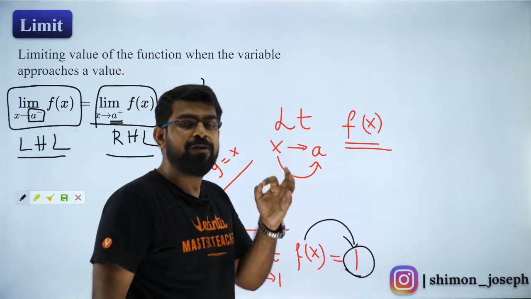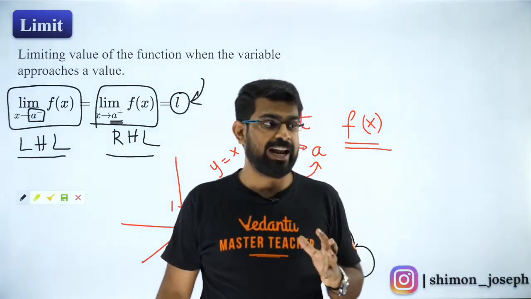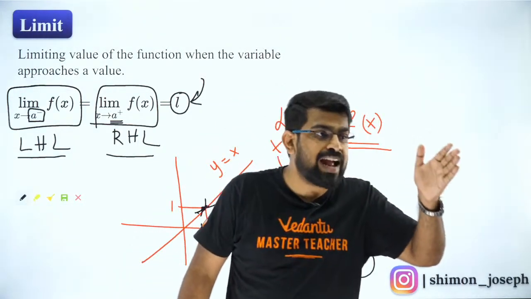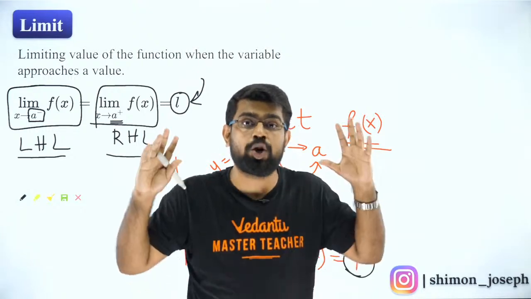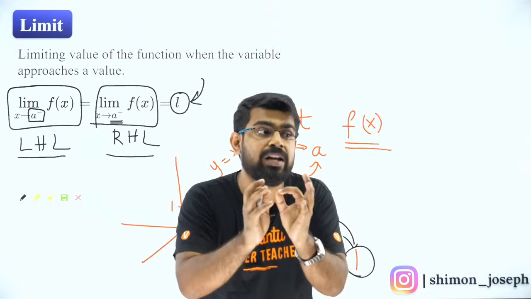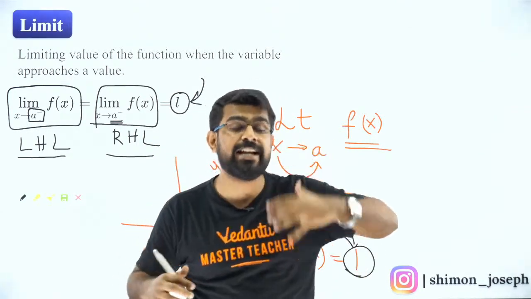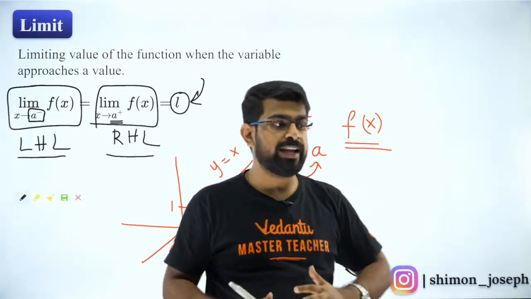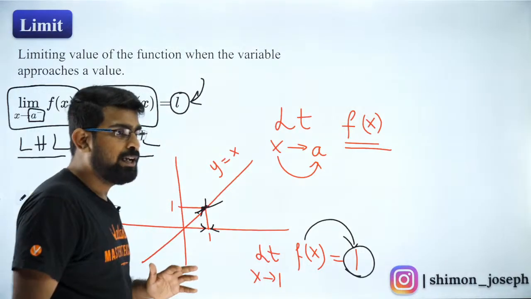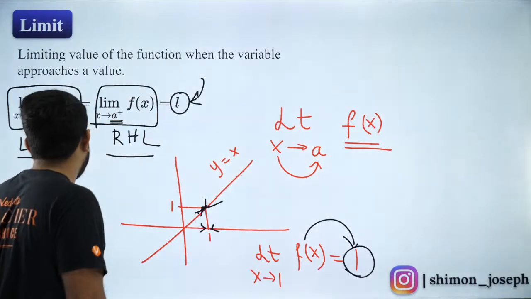So whenever you want to find limit at a point x equal to a, you need to find left hand limit, you need to find right hand limit, and you need to make sure that both of them are equal and finite. Only then you can say that the limit exists at that point. Okay? Are you all clear with it? So let me give you examples now.